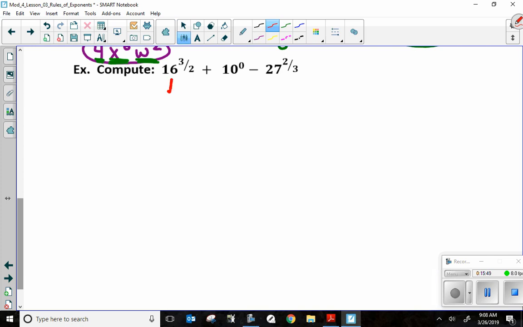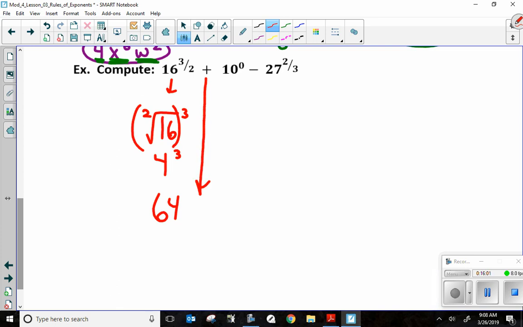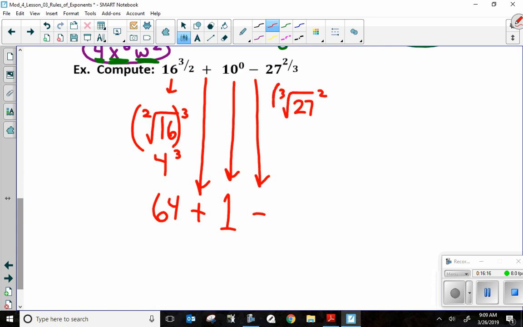So this is going to give me, top down, 16 cubed, bottom out. The square root of 16 is 4. That's easier to do. 4 cubed is 64. Plus, anything to the power of 0 is 1. Minus 27, top down, bottom out. It's 27 squared, bottom out. It is a million times easier. The cubed root of 27 is 3. 3 squared is 9. So we have 64 plus 1, which is 65, minus 9. That would give us 56.